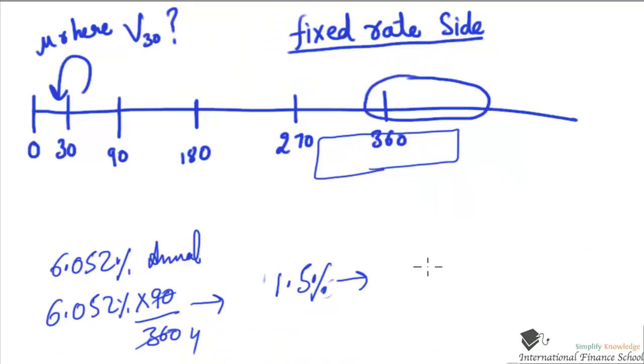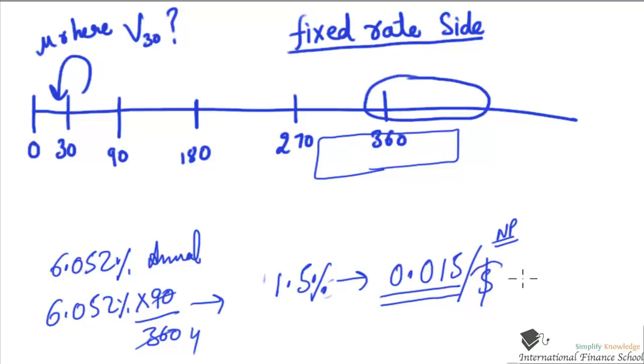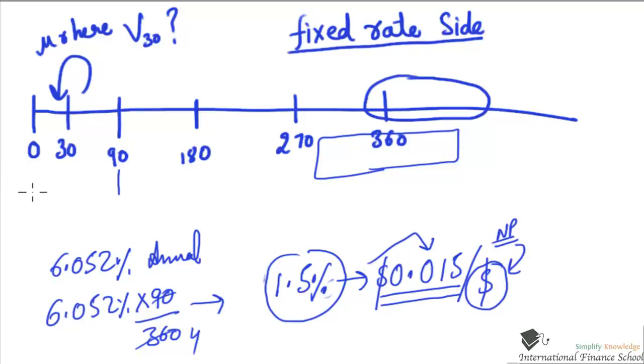I will do that later. All I'll say, this is 0.015 per dollar. If I multiply by any notional principal, it will be the total amount for that notional principal. So this will be the quarterly payout per dollar. 1.5% means $0.015, right? For every $1 of the notional principal, this will be the payout at time 90.